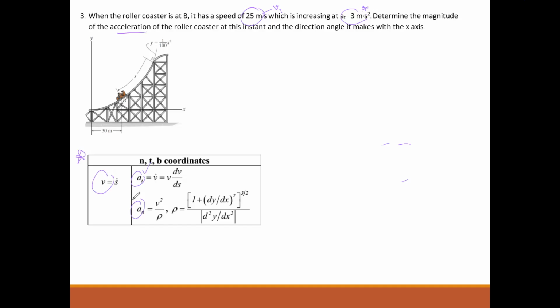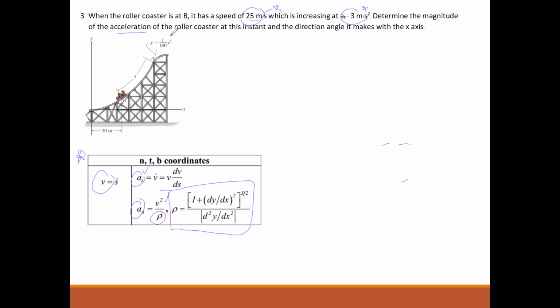We just would like to know a_n. And a_n is equal to v squared over rho. We already know v is 25 meters per second. For this case, we just need to determine the radius of curvature at point B. Because this path is not circular. For a circular path, the radius of curvature is very easy, it is constant and equal to the radius of the circle. But for this case, it is a curve, so we have to determine the radius of curvature using this formula.